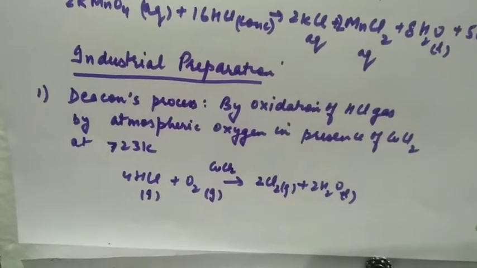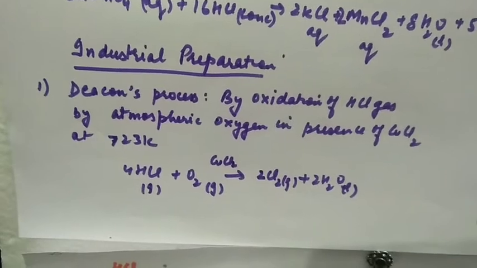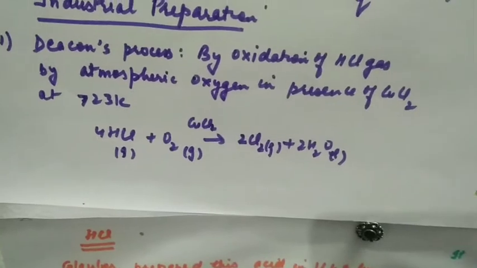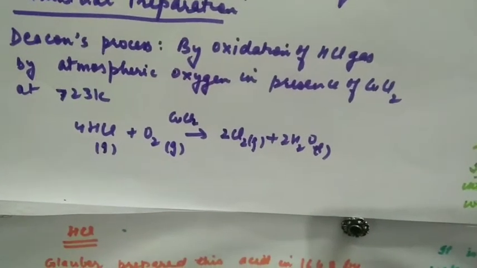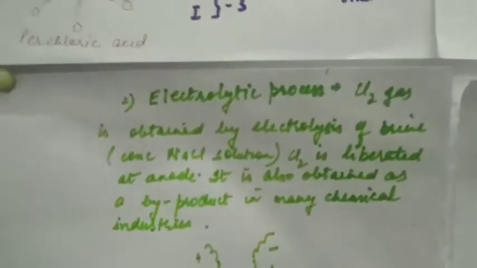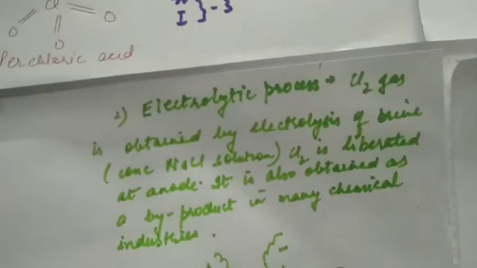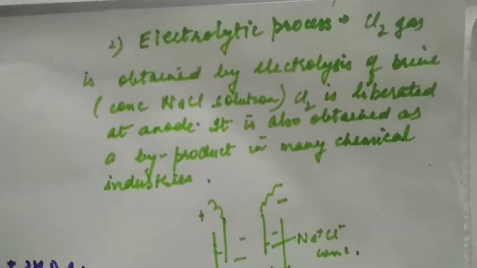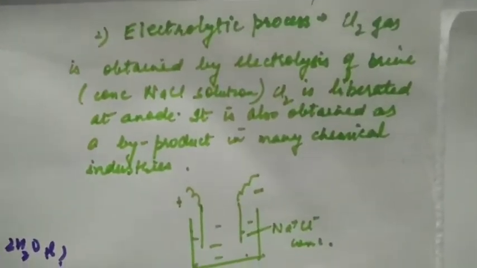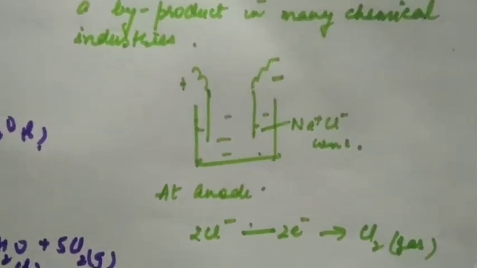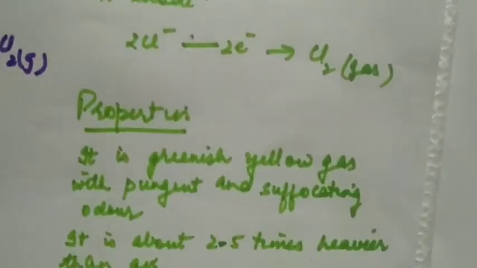In the Deacon's process, the HCl gas is oxidized by atmospheric oxygen in presence of copper chloride at 723 Kelvin. HCl and oxygen combine to form chlorine and water. We carry out the electrolysis of brine, that is concentrated sodium chloride solution, and we can obtain chlorine at the anode. The negatively charged chloride ions are attracted towards it. They lose their electrons at the anode and form chlorine gas.